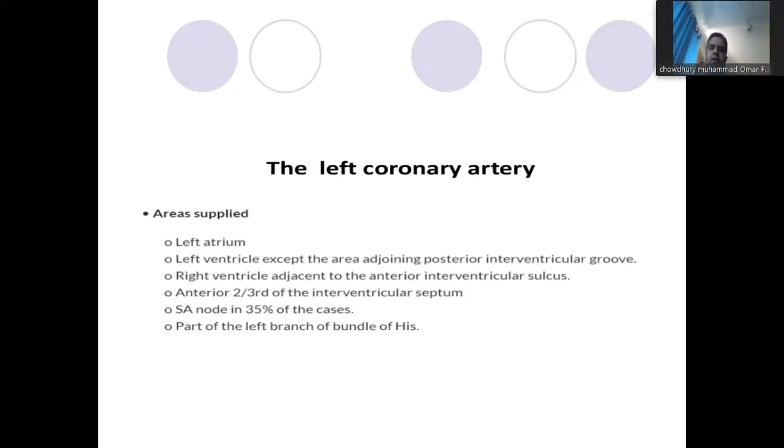And it is shortly shown the area supplied by the left coronary artery. I already mentioned it supplies the left atrium and left ventricle, except the area adjoining the posterior interventricular groove, the right ventricle adjacent to the anterior interventricular sulcus, the anterior two-thirds of the interventricular septum, the SA node in 35% of cases, and part of the left branch of the bundle of His.